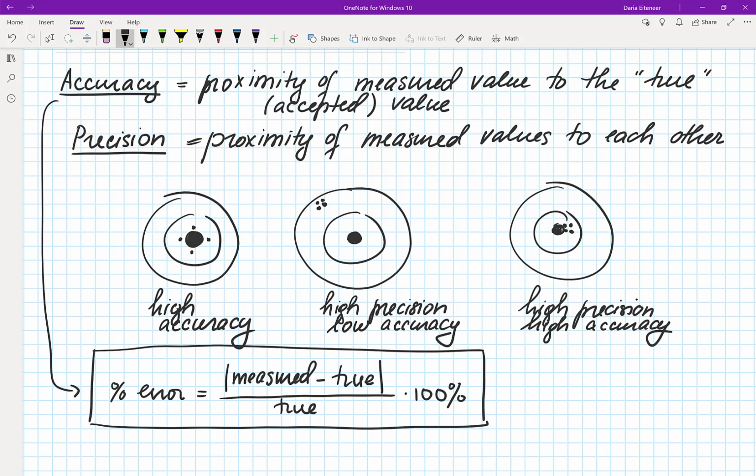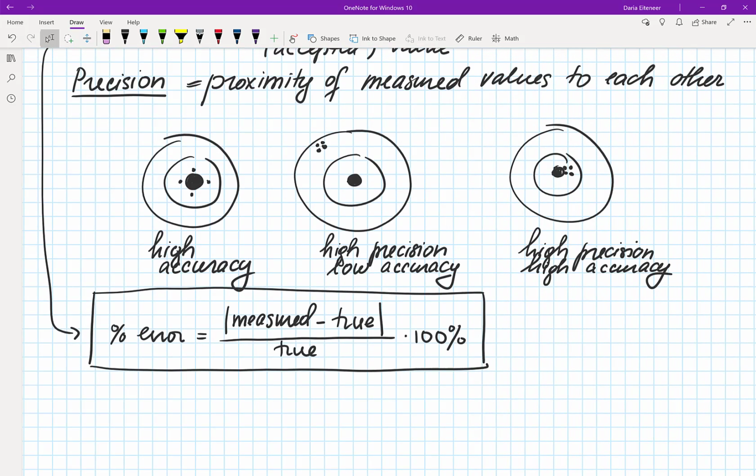So if you have an expectation of what the outcome of an experiment should be, then you can analyze your data as a comparison to that expectation. Notice that percent error is always a positive number, because you are effectively taking the absolute value of the difference between the measured value and the true value.